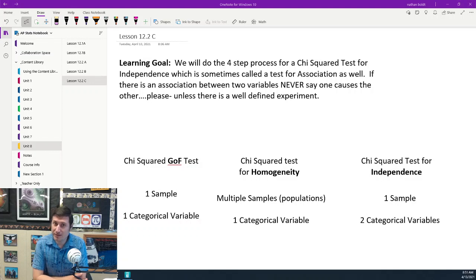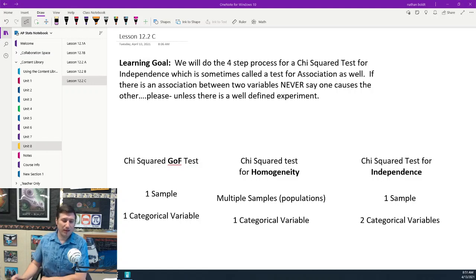But if there is an association between the two variables, never say that one causes the other. This is not a causal relationship necessarily. That can only be established through a well-defined experiment, right? So just be careful with that. Never say one thing causes another unless you've actually done an experiment to show that.